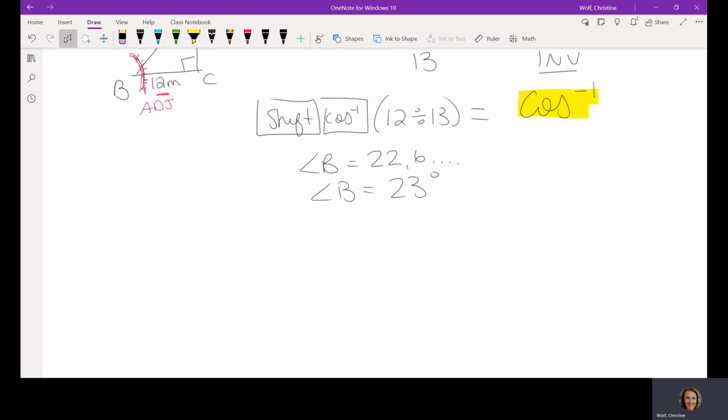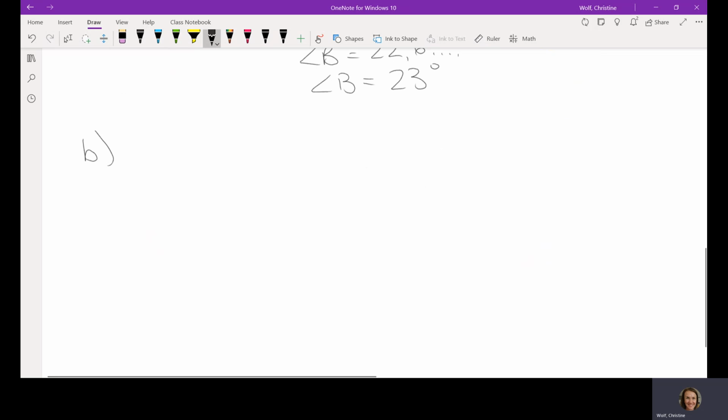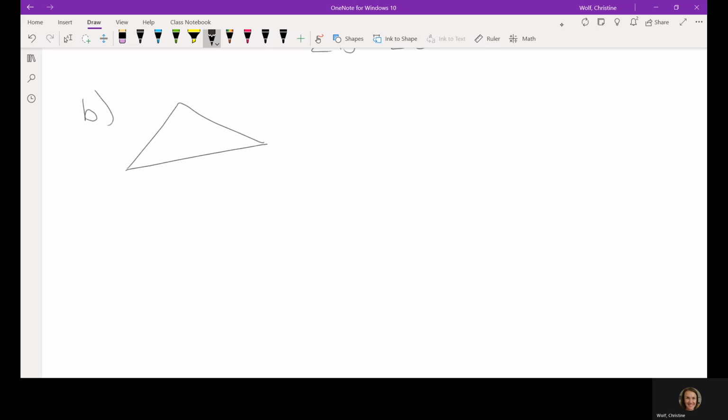Okay, so we're going to move on to the next example here. Same thing, we're going to find the missing angle. Your triangle looks like this. There's your right angle right there. It's called HKG. You know that this is 6 centimeters. This is 14 centimeters. And we're looking for H.